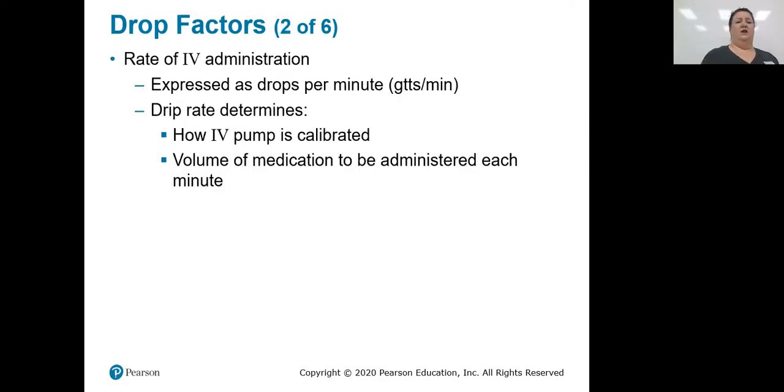So again, these are expressed as drops per minute. So those are the units of measure you're going to wind up with when you go to canceling out your like units. You're going to want to wind up with drops on your numerator side and minutes on your denominator side. This drip rate is going to determine how the IV pump is calibrated. It also determines the volume of medication to be administered each minute. We looked a little earlier in a previous video at the volume per hour. This is basically looking at the number of drops or the volume occurring in each minute.